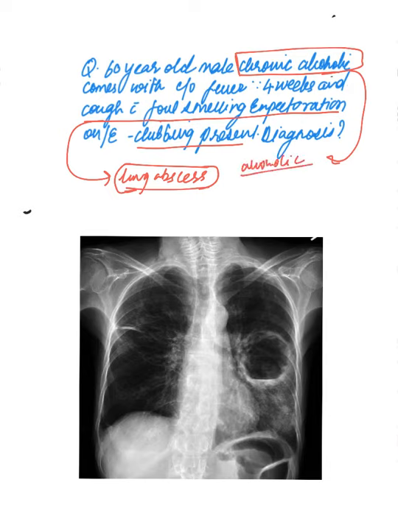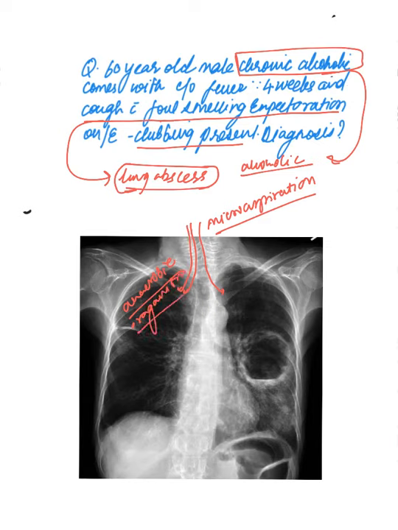Why? Because alcoholics have a depressed gag reflex, and because of that they keep aspirating their oral secretions into the lung. There are micro aspirations, and the content of this aspiration is mainly anaerobic organisms. These anaerobic organisms lead to cavity and a foul smelling expectoration. So the answer here would be, and the presence of clubbing supports our diagnosis, lung abscess.